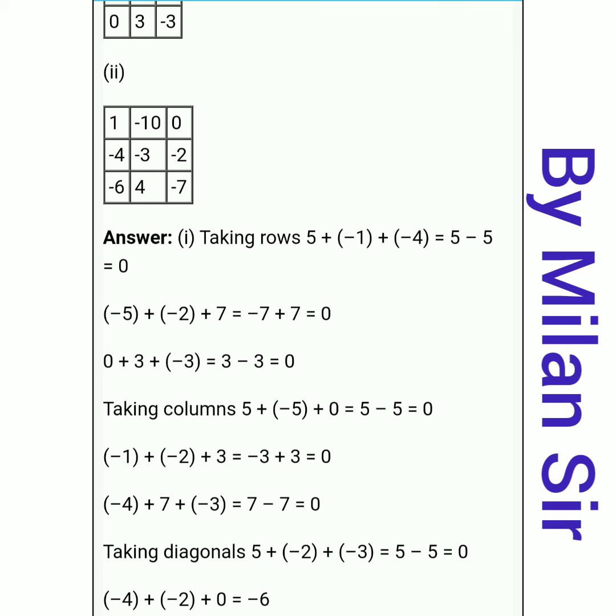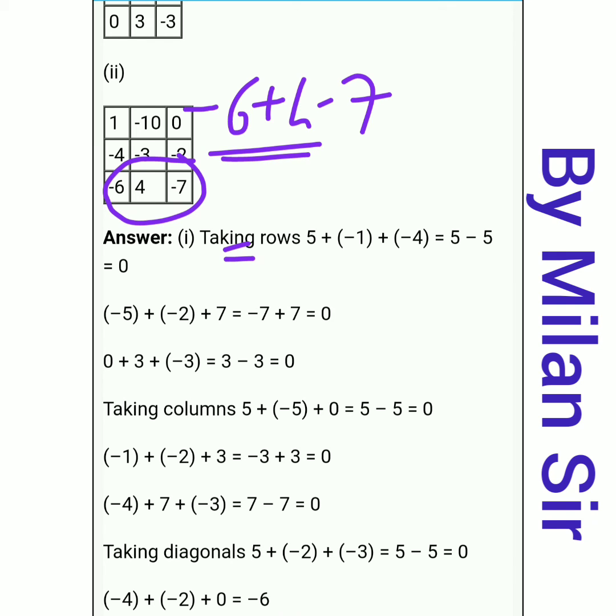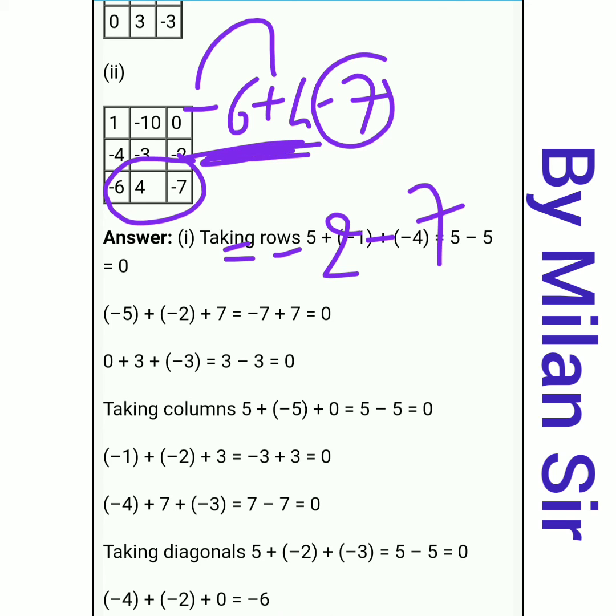Okay, then third row, minus 6 plus 4 minus 7. Okay, here first of all these two numbers, so here minus plus, 6 minus 4, 2. Big number 6 has a negative sign, so negative sign, and minus 7 remains as it is. Okay, here minus 2, and this minus 7 remains as it is.